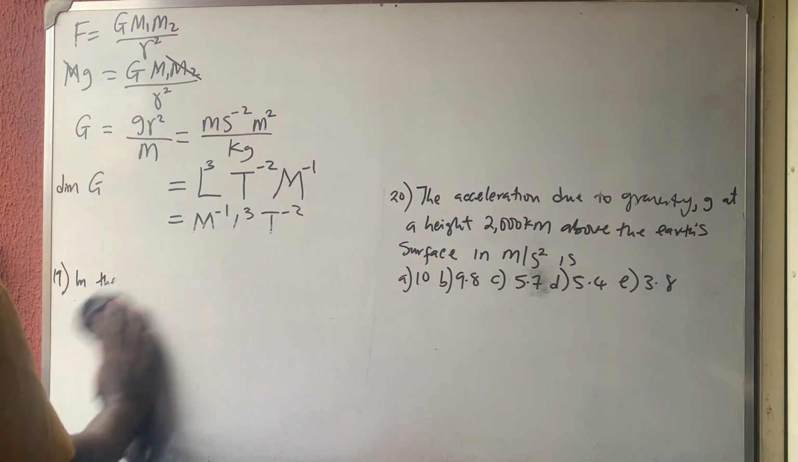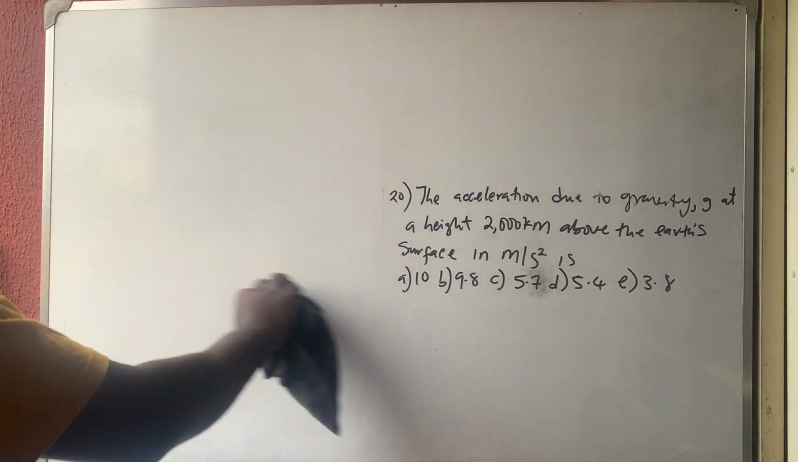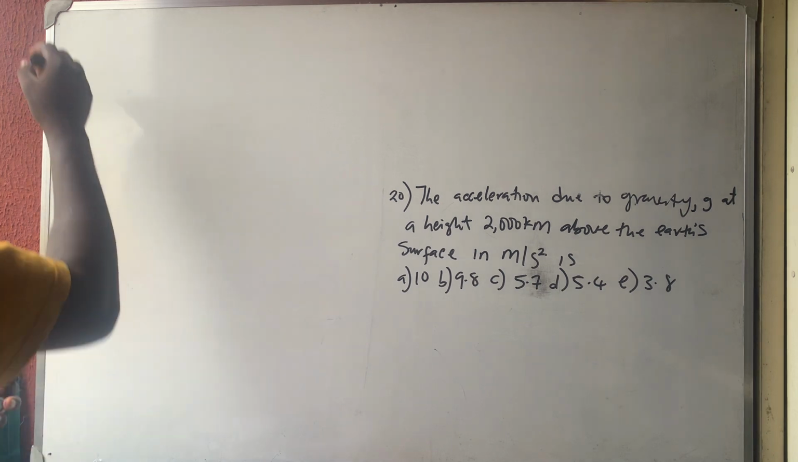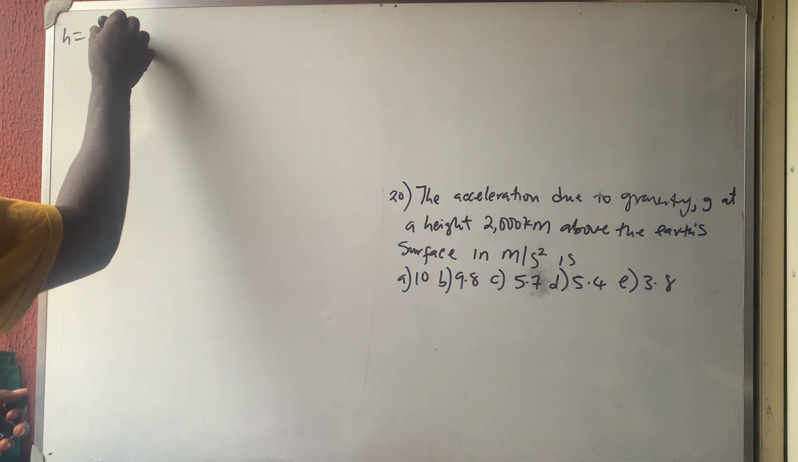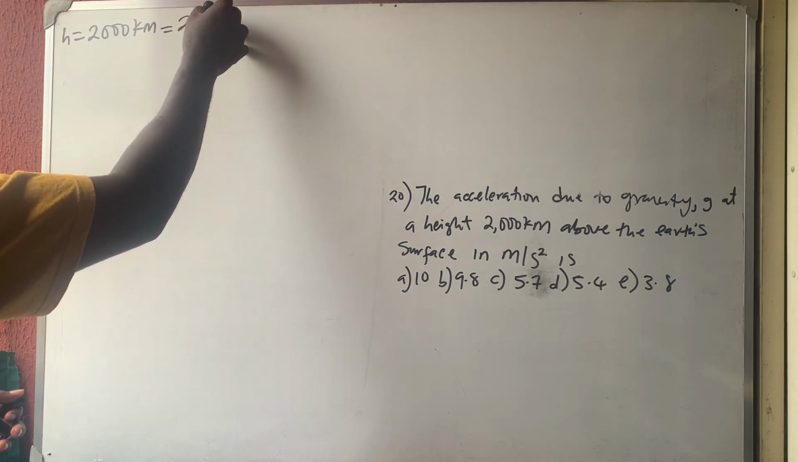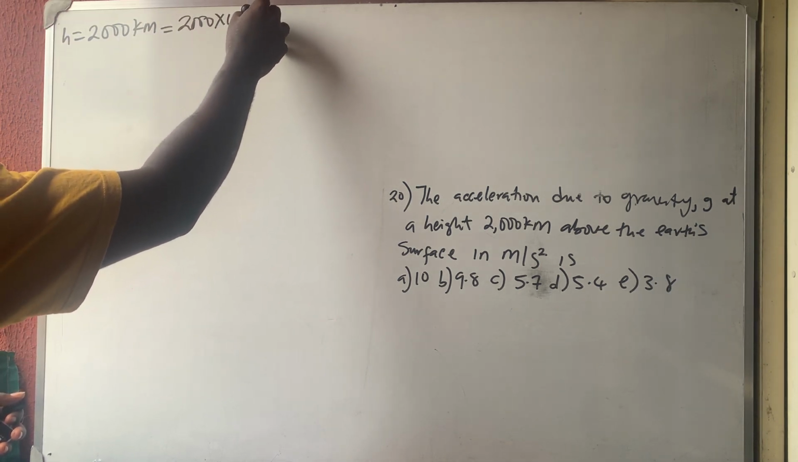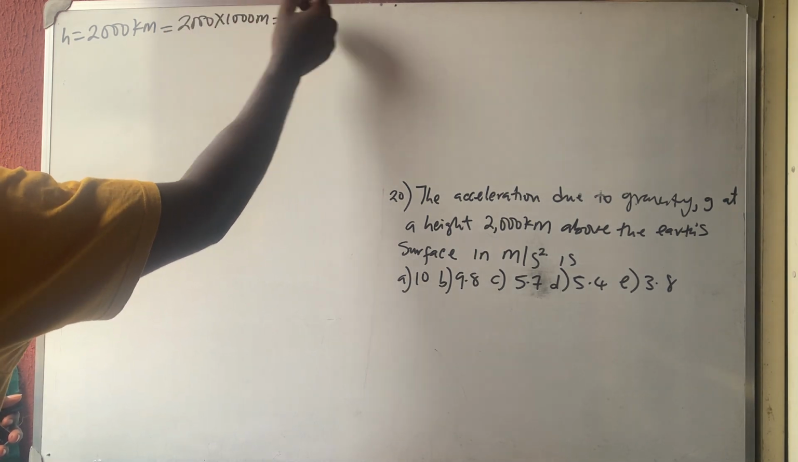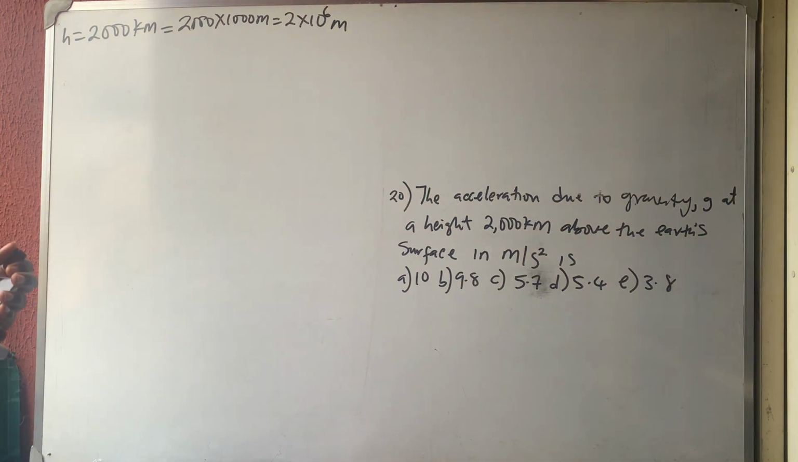So question number 20. Let's solve question number 20. Question number 20 said the acceleration due to gravity G at height. They gave us height, which is 2,000 kilometer, which is 2,000 times 1,000 meters, which is 2 times 10 raised power 6 meters. What they say we should find is the G.